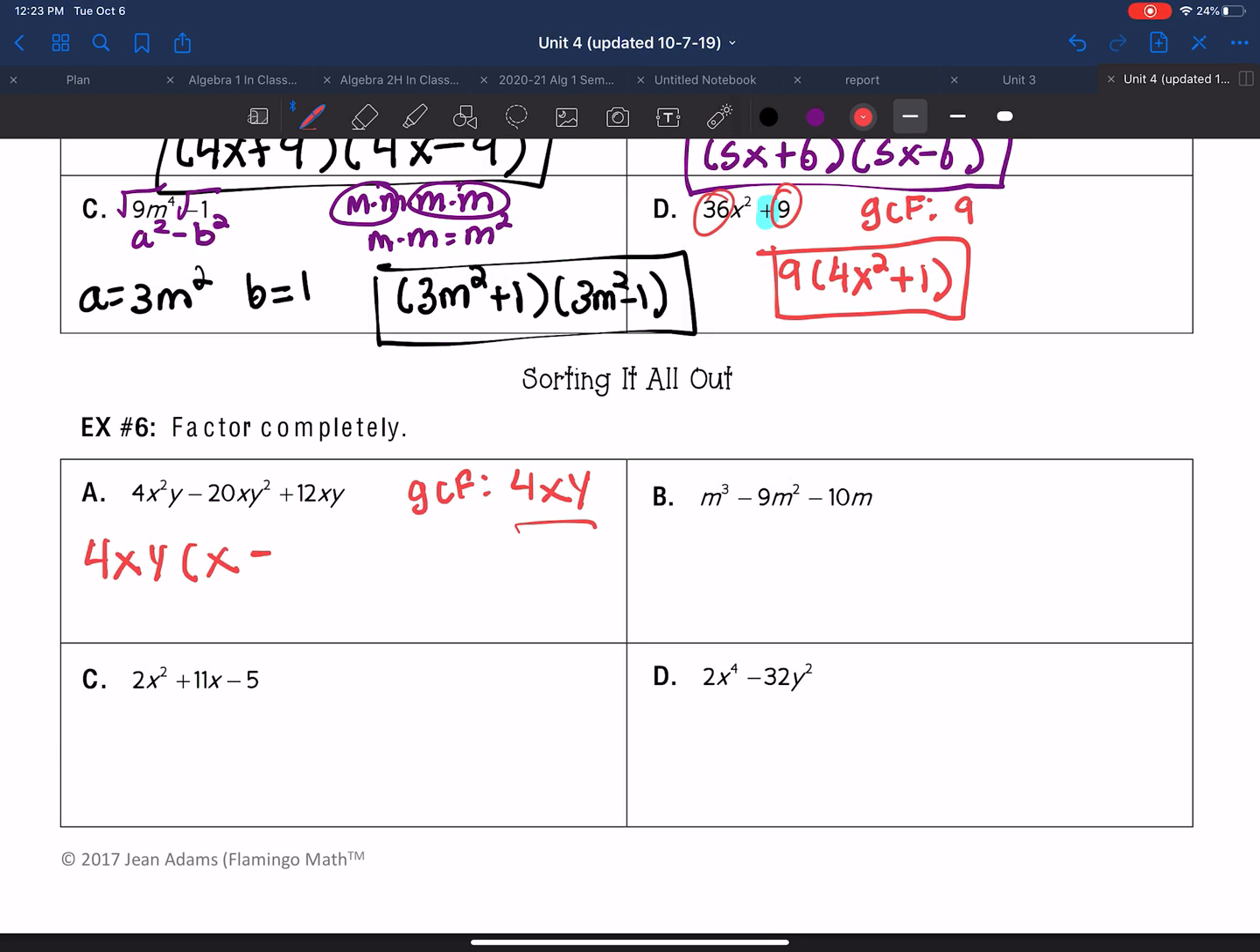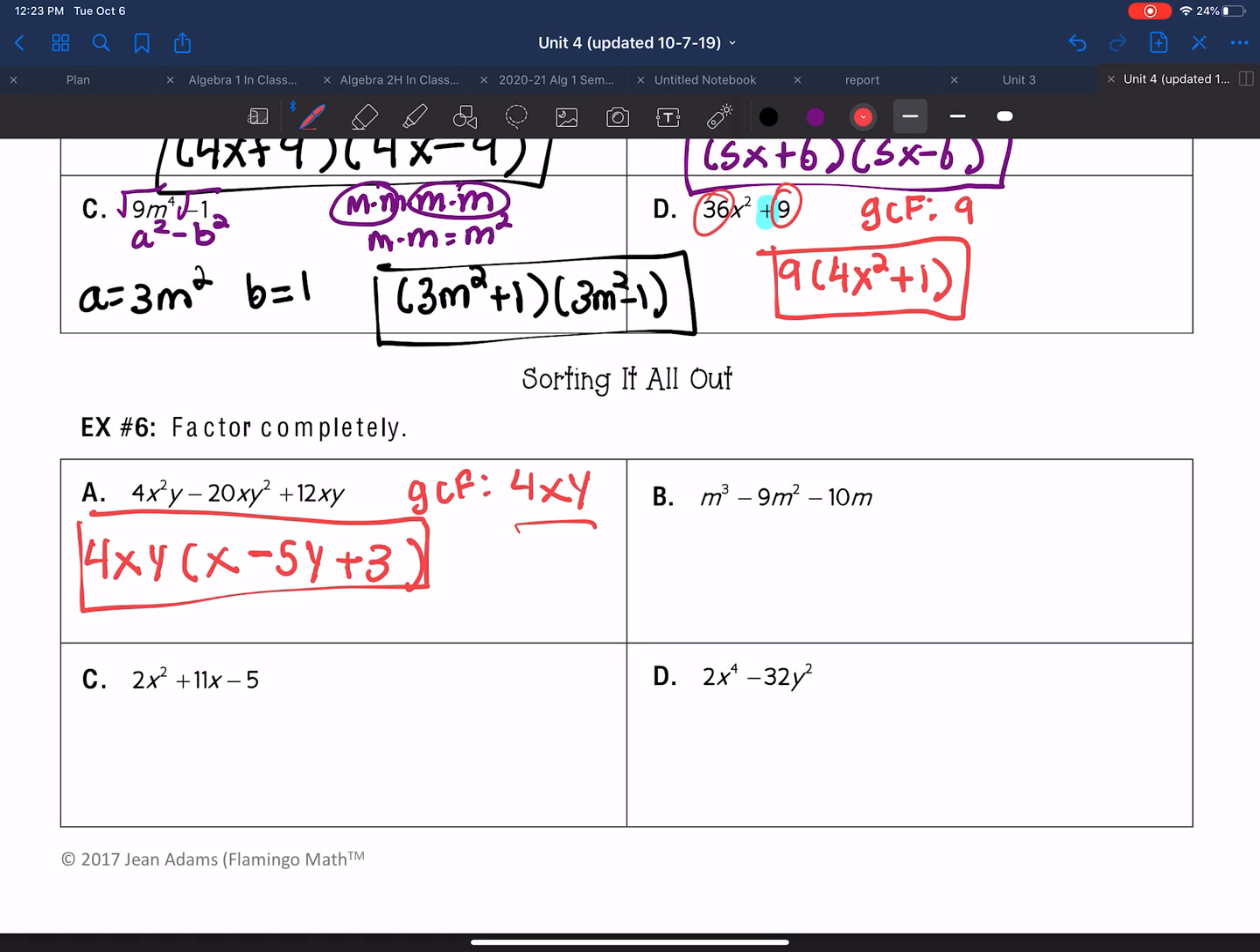And then I'm subtracting 20xy. So if I take 20xy squared divided by 4xy, well, I know that 20 divided by 4 is going to give me 5. And then x divided by x is just going to be 1, so that's going to cancel out. Y squared divided by y is just going to be y. And then last but not least, 12xy divided by 4xy, 12 divided by 4 is plus 3. X divided by x and y divided by y are just 1. So I have pulled out my GCF, and that is going to be final factored form.